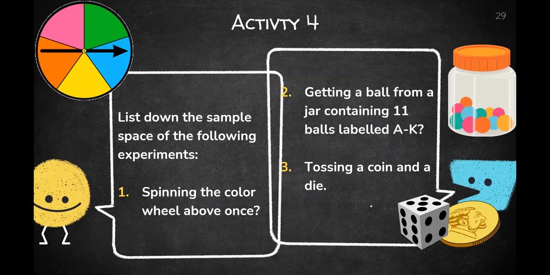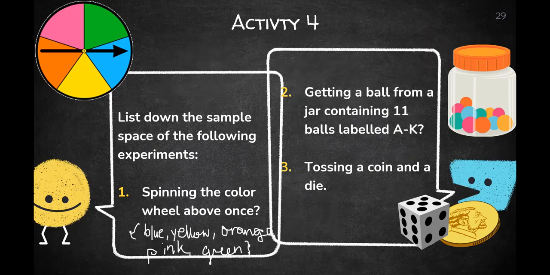Okay, so I'll assume na na-pause nyo na and I'll assume na nasagutan nyo na. So, list down the sample space of the following experiments. Number 1, spinning the color wheel above. Okay, ano ba yung mga choices natin sa color wheel na to? Meron tayong blue. Meron tayong yellow. We have orange. We have pink. And we have green. Ay, pasensya sa sulat. Yan. So, yan ang ating sample space.